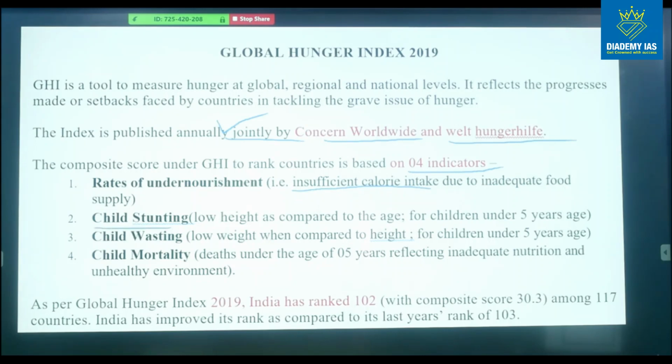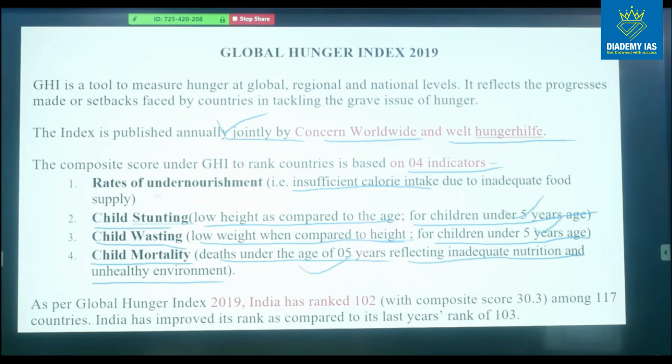Child stunting, and here the meaning is also given. This meaning is important, like there can be a separate statement. What is the meaning of child stunting? Low height as compared to the age for children under 5 years of age. Child wasting, low weight when compared to height for child under 5 years of age. Child mortality, deaths under the age of 5 years reflecting inadequate nutrition and unhealthy environment, right? So all of them are under 5 years of age.